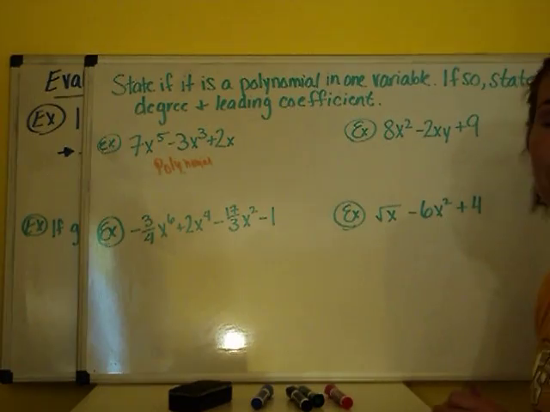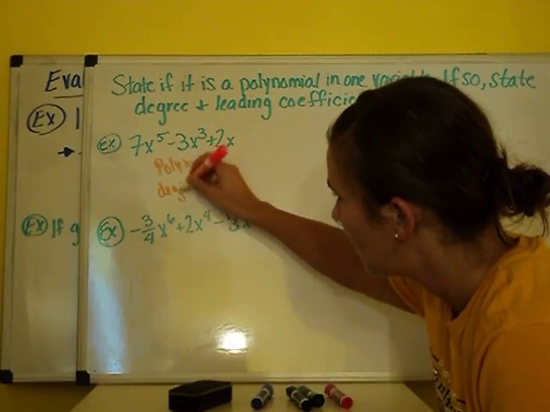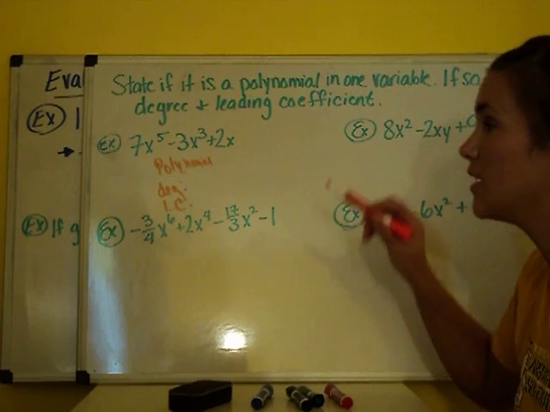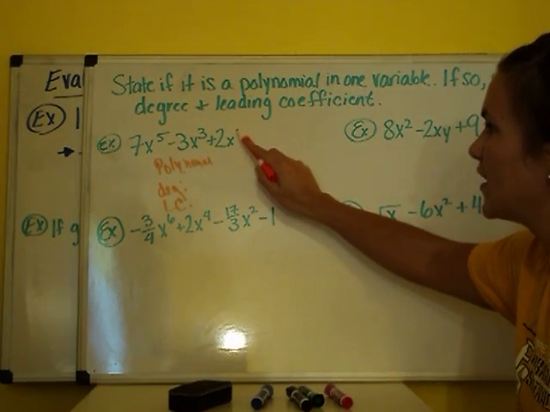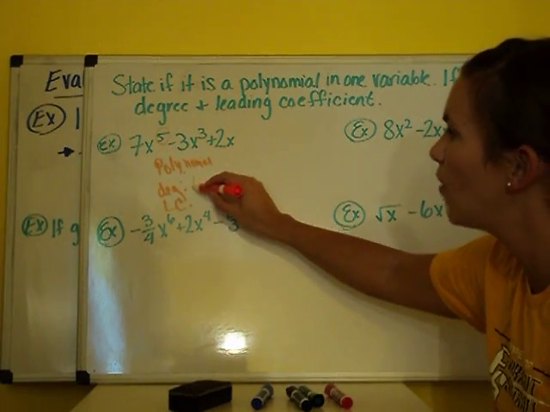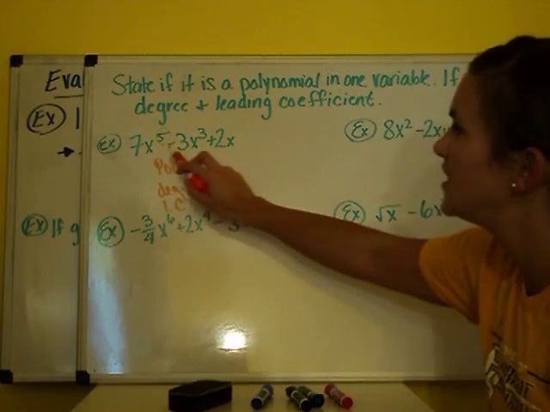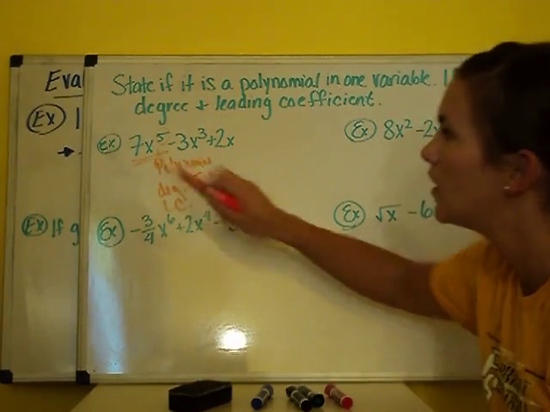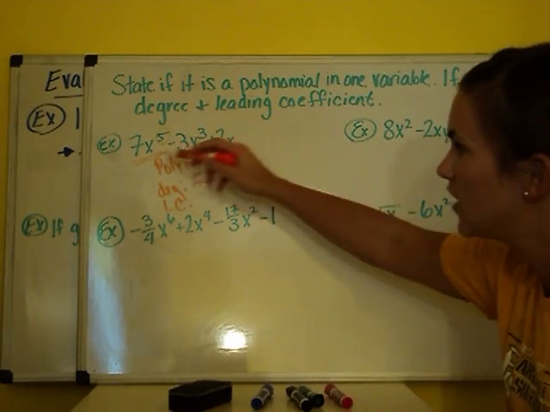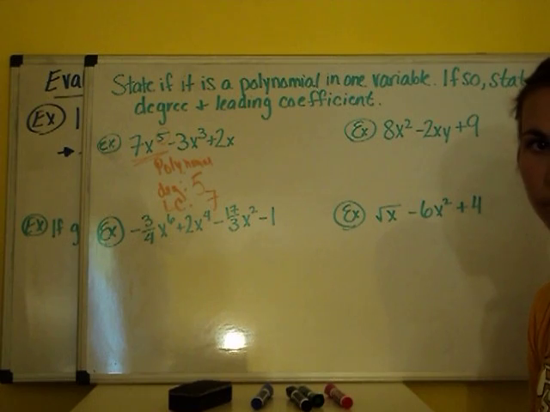Since it is a polynomial, then we have to decide our degree and also our leading coefficient. The degree is going to be the biggest exponent. This has exponents of 1, 3, and 5. 5 is our biggest exponent, so the whole polynomial takes on degree 5. Then we stay with this term with our biggest exponent, and the number in front, which is a 7, becomes our leading coefficient.